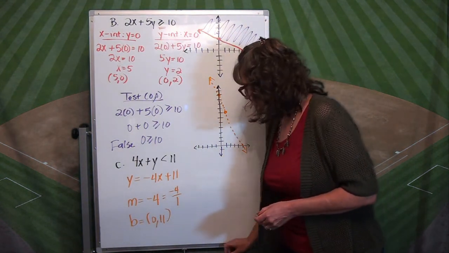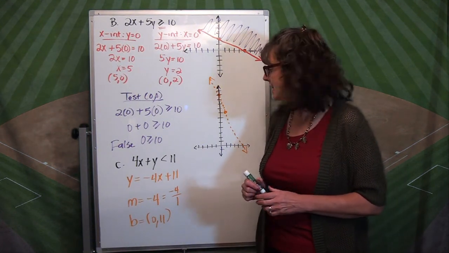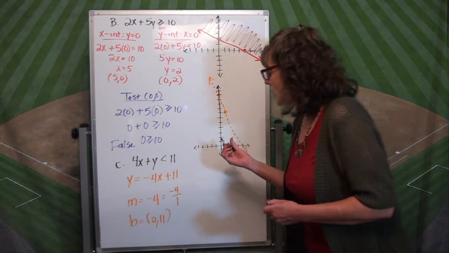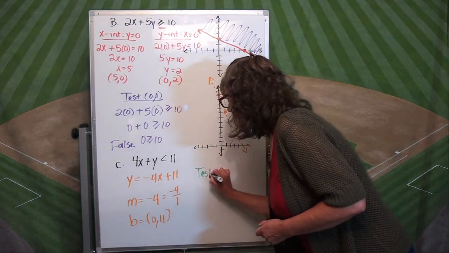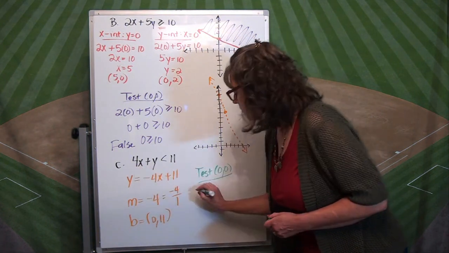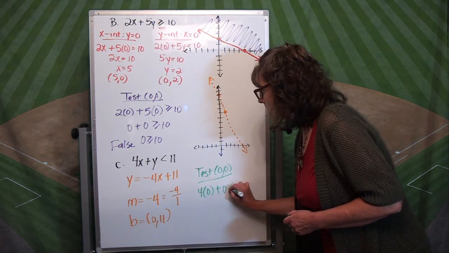So I need to figure out which side has all the solutions. I'm going to test a point. Can I test my beloved 0, 0? Yep. It's not sitting on the line. So I can test 0, 0. That means put a 0 right here. And put a 0 right here.